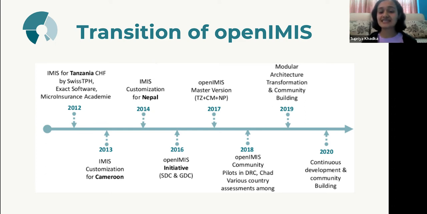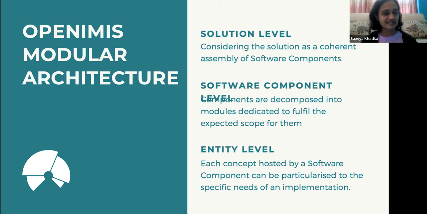In 2018, the openIMIS community pilot in Democratic Republic of Congo and Chad was initiated. In 2019, openIMIS transformed into modular architecture and started community building. Then from 2020, there has been continuous development and community building process. So this was the transition of openIMIS. Now, finally, let us move on to the technical aspects.